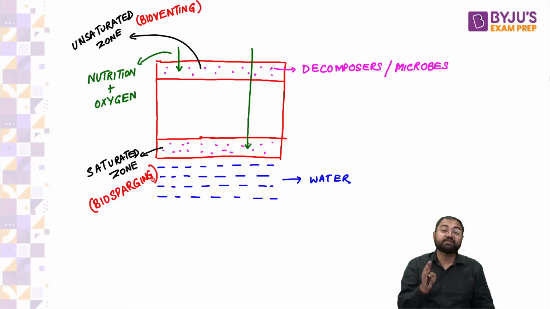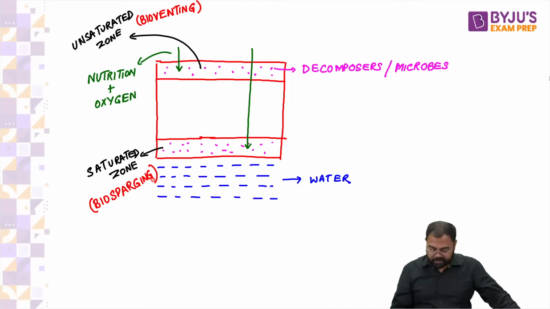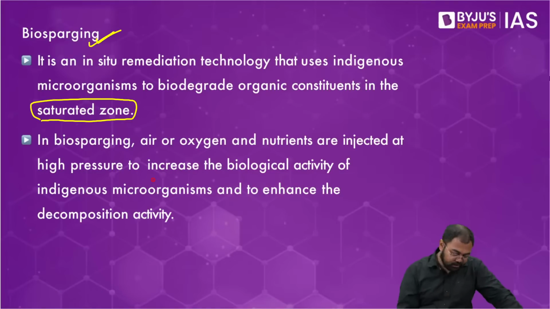Whereas carrying out this same process in the unsaturated zone via bioventing will be much easier, because it's there in the top layer of the soil. So it can be done at low pressure as well. Whereas in case of biosparging, we'll have to do that at high pressure. So that's the basic difference between the top layer and the bottom layer of the soil.